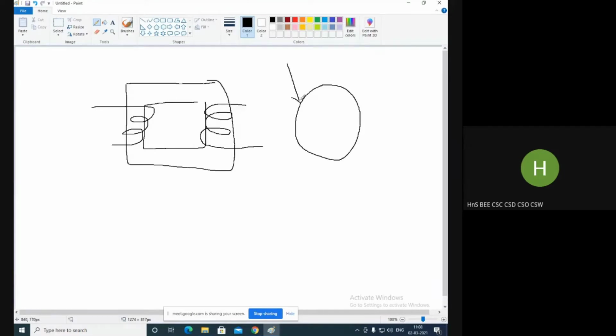That may be 60 hertz or 50 hertz. But coming to the rotor frequency, that depends upon the slip value. Now the rotor frequency, this is the formula for rotor frequency: Fr equals S into Fs. This is our rotor frequency formula in our induction machine.